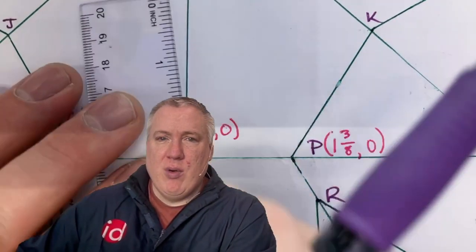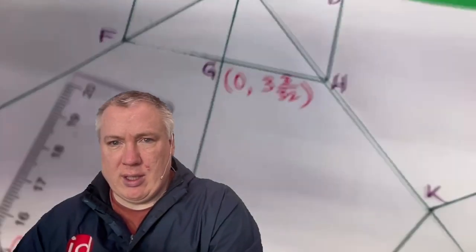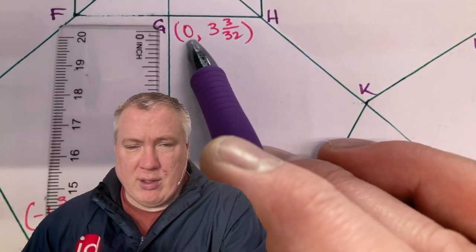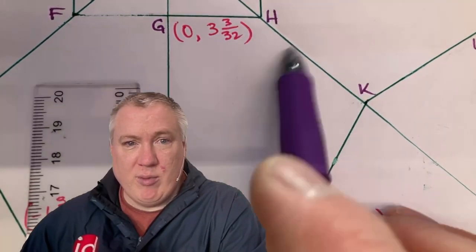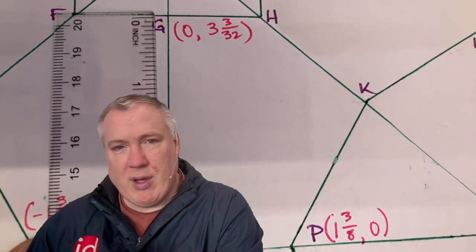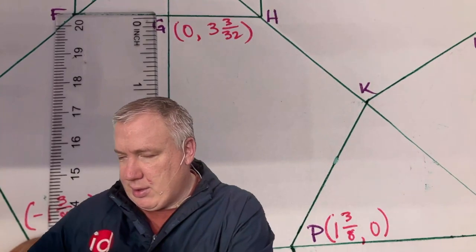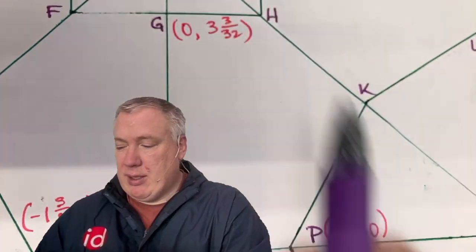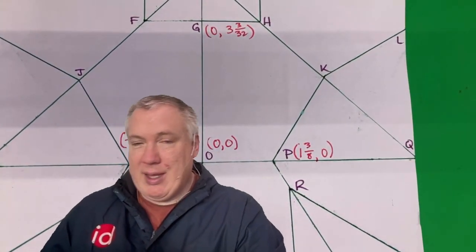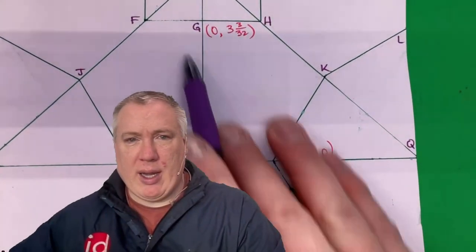Then when I measure up and down, in this case the first number is 0 because that's the x, and I didn't move this way. I just moved straight up. How far did I move up? Moved up 3 3/32. So that's the general first step: measure along what would be the x-axis and the y-axis.